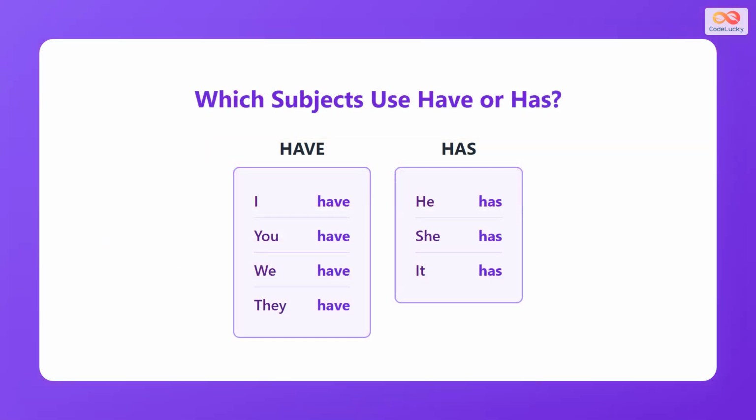It's important to know which subjects use have and which use has. The subjects I, you, we, and they all use have, so we say I have, you have, we have, and they have. On the other hand, the subjects he, she, and it use has, so we say he has, she has, and it has. This rule is the same for questions and short answers.